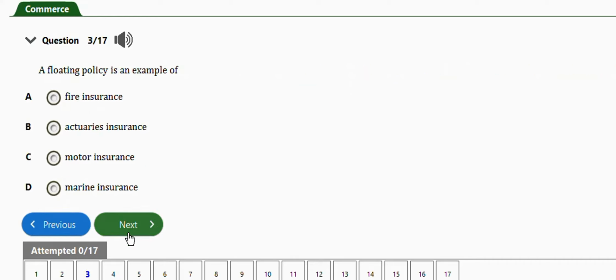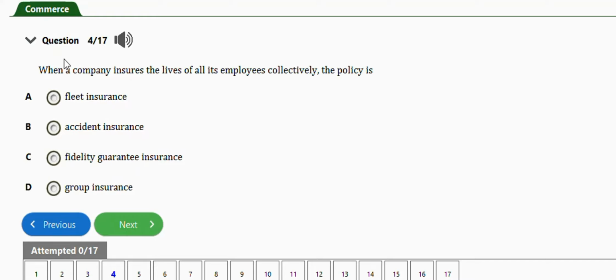Next question is this one. A floating policy is an example of: we have fire insurance, actuaries insurance, motor insurance, marine insurance. So the right answer is option D, which is marine insurance. Okay. Next question: when a company insures the lives of all its employees collectively, the policy is: we have fleet insurance, accident insurance, fidelity guarantee insurance, group insurance. The right answer is option D, which is group insurance.